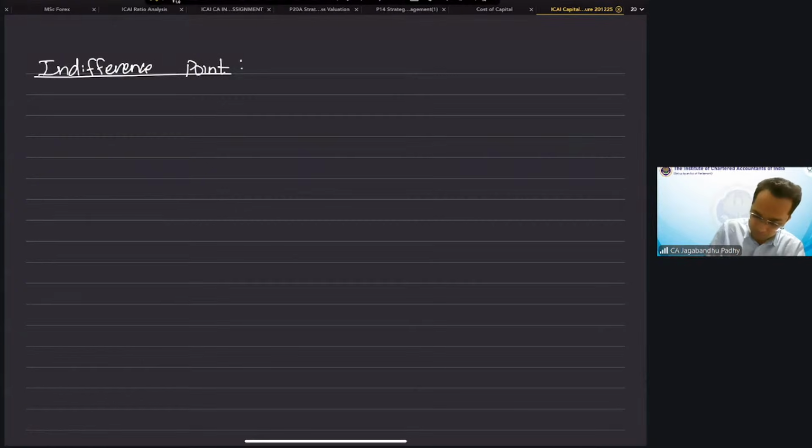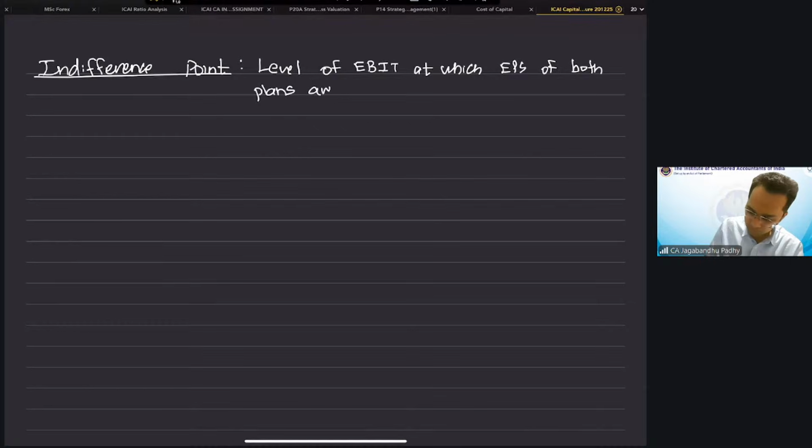Indifference point: it is the level of EBIT at which EPS of both plans are equal. It is a level of EBIT at which EPS of both plans are going to be equal, guys. So indifference point is that level of EBIT at which EPS of both plans are going to be equal.